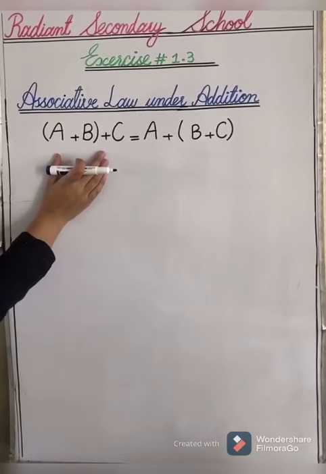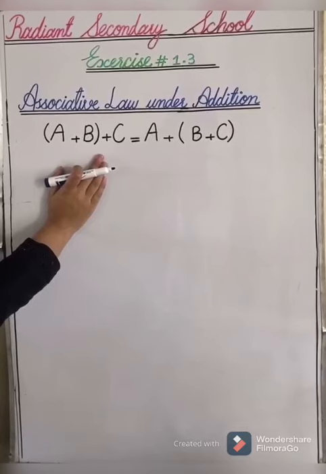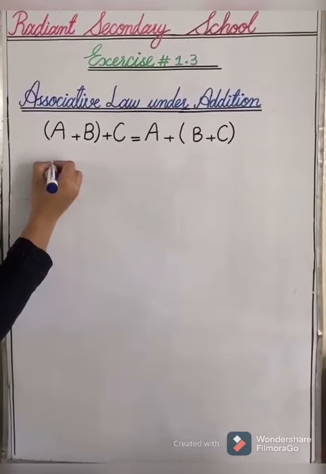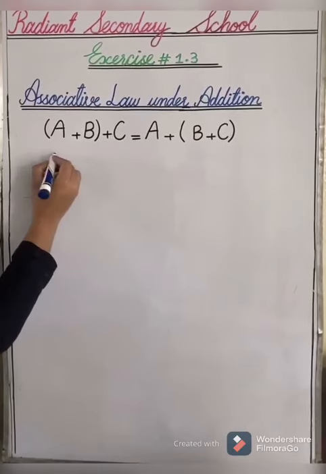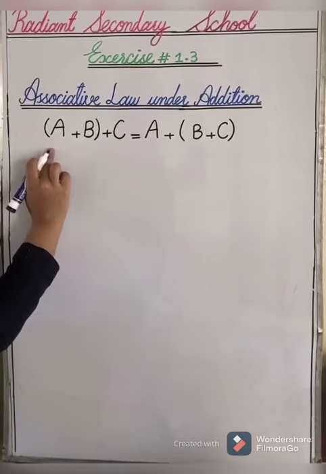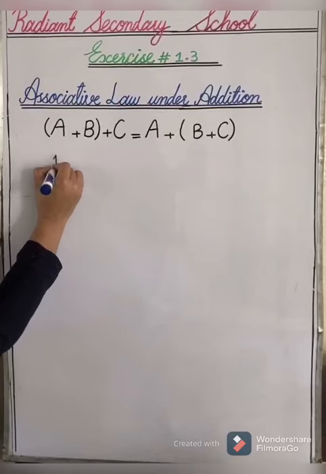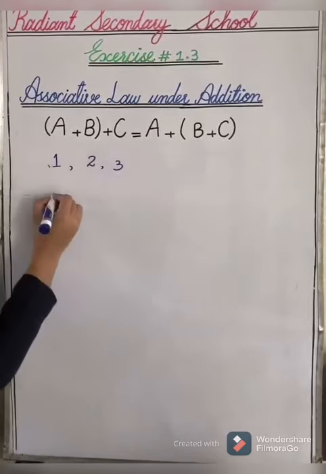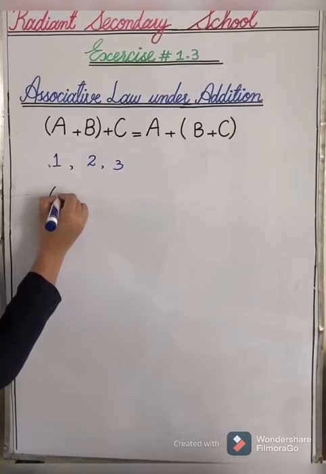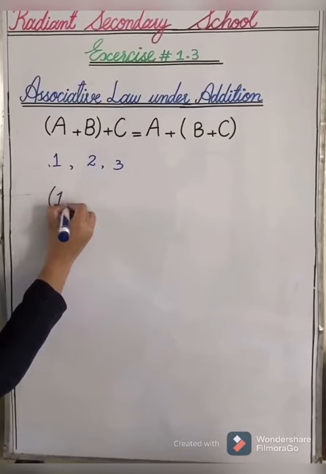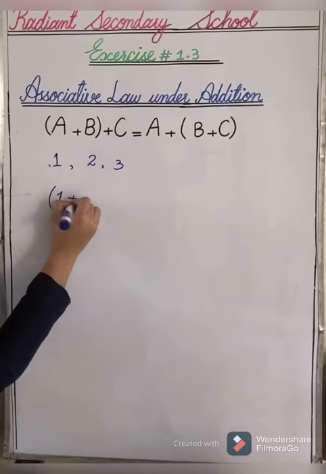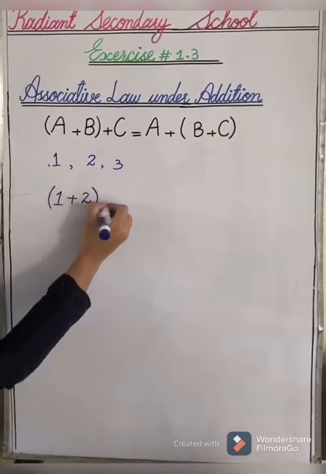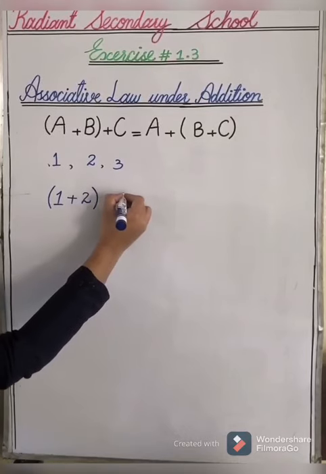We will have three matrices instead of two matrices, and we will understand this property with help of real numbers. So let's take three numbers, 1, 2, and 3. So let's start writing this. I will write in bracket instead of A, I will write 1 plus, instead of B, I will write 2 and then bracket. Plus, the third number is 3.